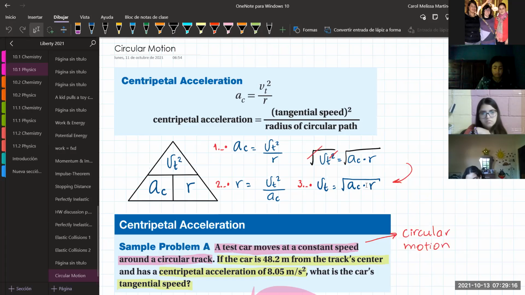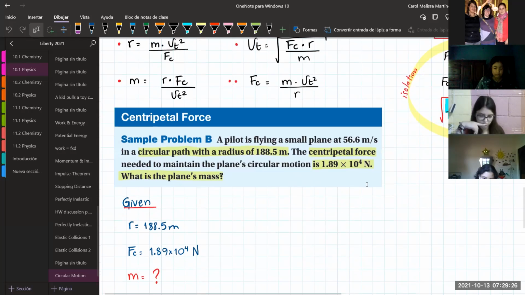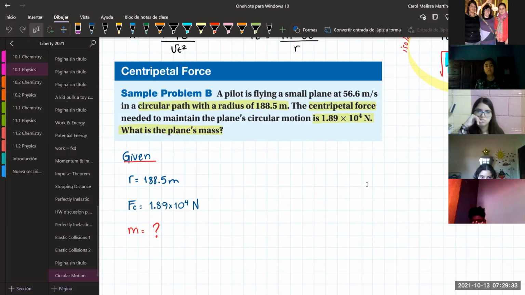You can use this one. I'm sorry, yes, they are giving us the speed. A pilot is flying a small plane at 56.6 meters per second. Sorry, this is the Vt. It was easier than I thought. Okay, Vt. So give me just a moment. I'm blind. Old and blind. What can I ask for life?